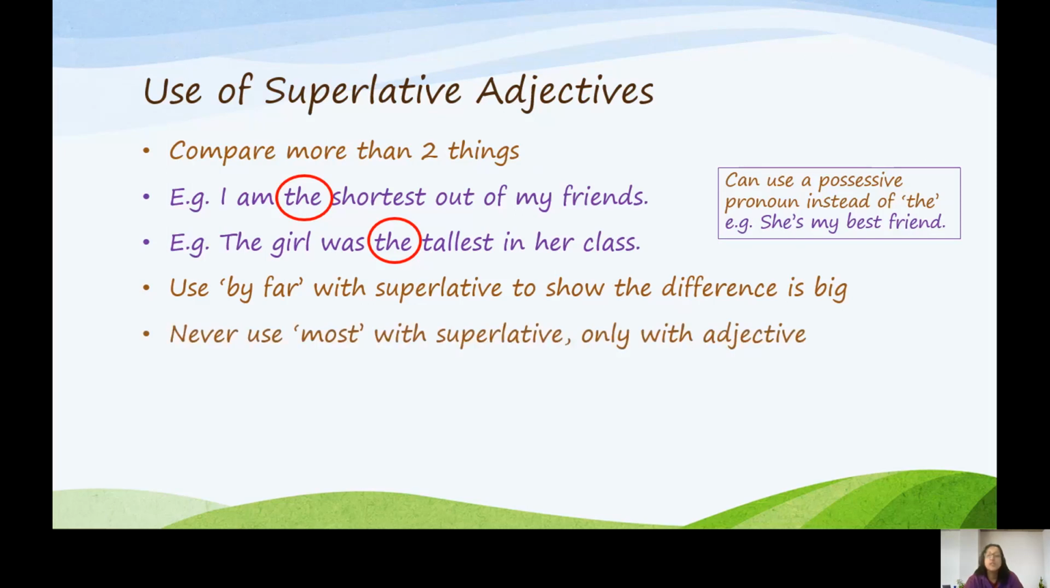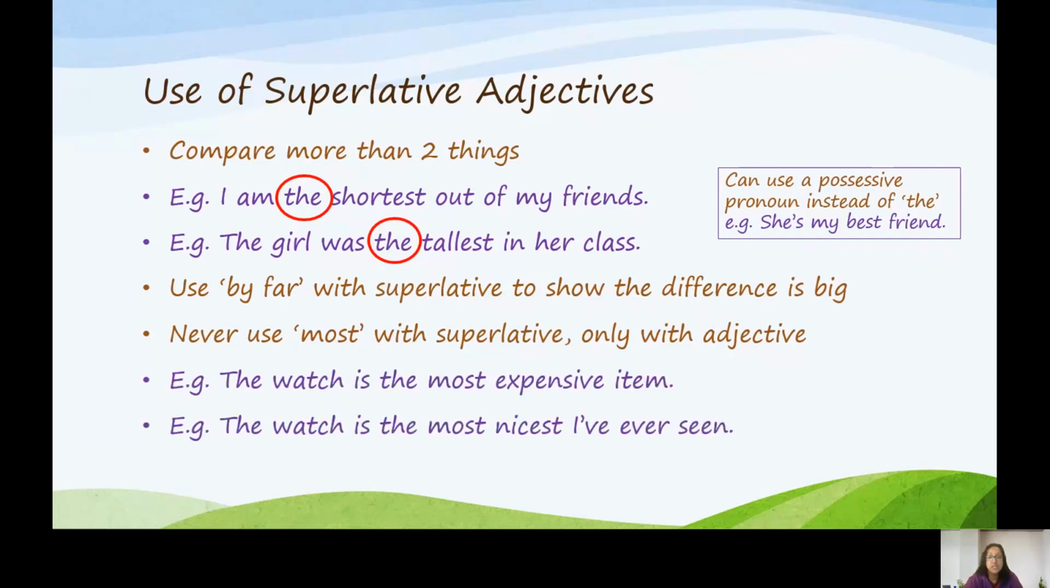We can never use most with a superlative, only with an adjective. For example, the watch is the most expensive item. That is correct. But the watch is the most nicest I've ever seen. That is not. So, like before, we can't use most with nicest, like we can't use more with nicer, because we can't use two superlatives together.